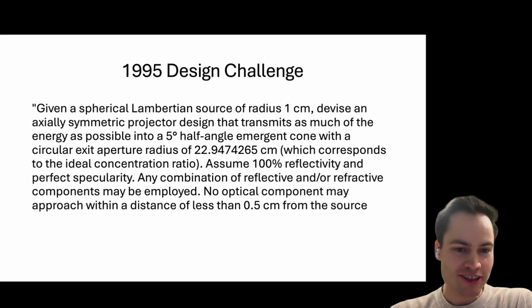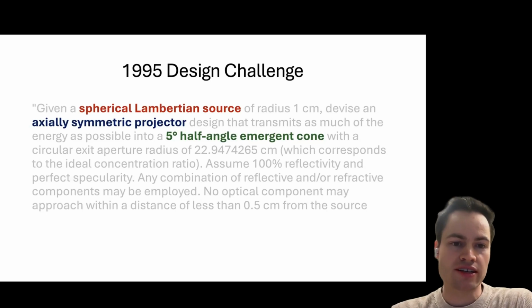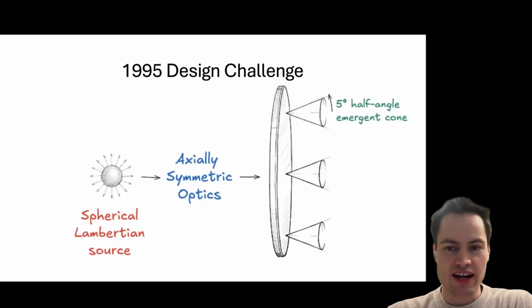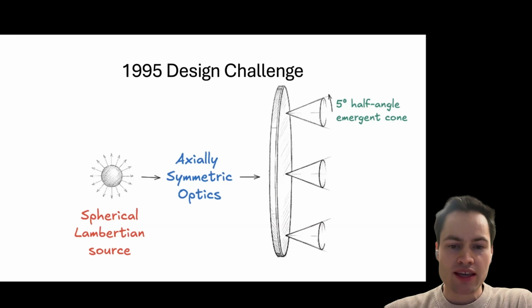And it's a bit long, so I'm not going to read it all, but I highlighted some important words here. So the goal was to take a spherical Lambertian source and design an axially symmetric projector that projects this to a 5-degree half-angle emergent cone. So I summarized it here with this sketch.